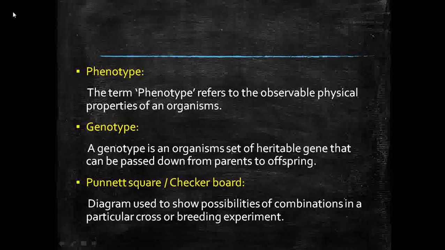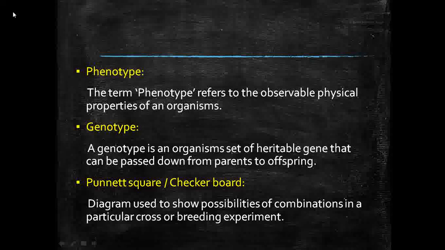Then another term is phenotype. The term phenotype refers to the observable physical properties of an organism. For example, the tallness of the plant, dwarfness of the plant, the color of the plant, or whatever properties we can see and observe, those are called phenotypes.